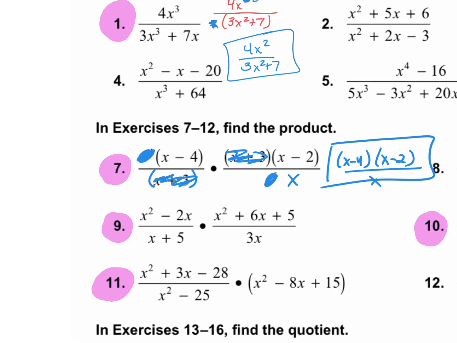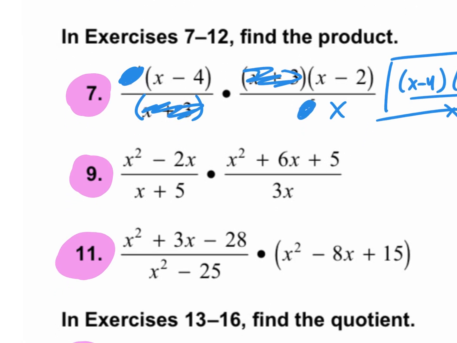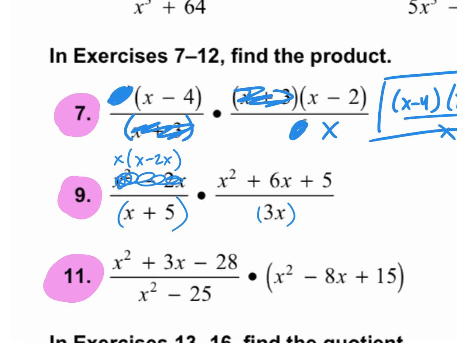All right, let's do 9. Factor, factor, factor, factor. Factor top left. What can I take out of x squared and 2x? Negative 2x. I can take out an x, right? So I'm left with x minus 2. You guys agree? X plus 5 is good. 3x is fine. Can I factor this?